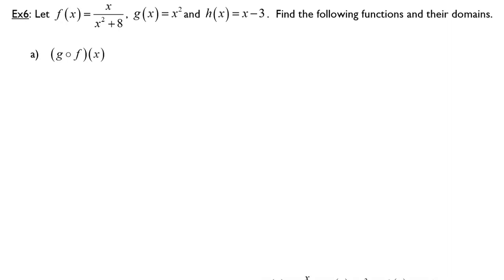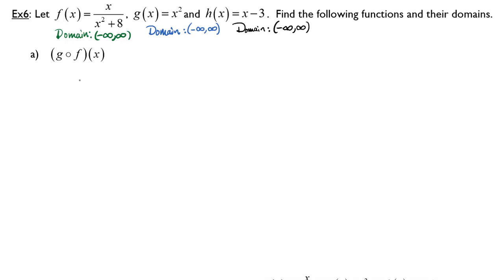Let's first define the domains of each of these functions. The domain of f of x is all real numbers, or negative infinity to infinity. G of x, the domain is also all real numbers, or negative infinity to infinity. And h of x is also all real numbers, so the domain for h of x is negative infinity to infinity. So the compositions should also be all real numbers, with the exception of a few unique scenarios.